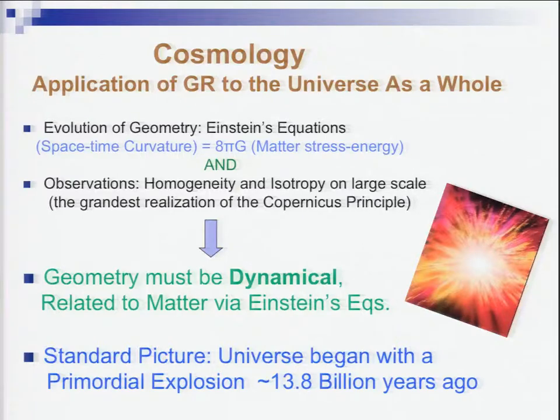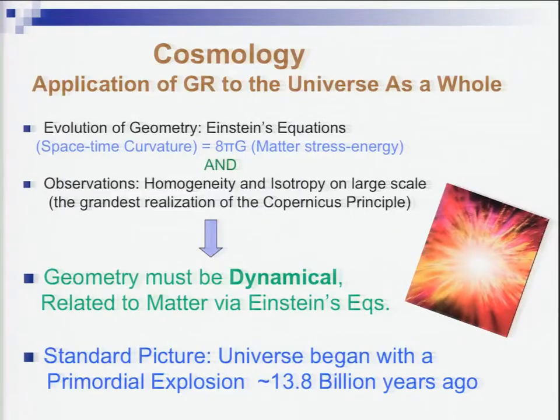If you put these two assumptions together, you immediately conclude that geometry must be dynamical and should be related to matter via Einstein's equations, and therefore we have got the standard picture that there was a Big Bang and the universe began with a primordial explosion about 14 billion years ago.